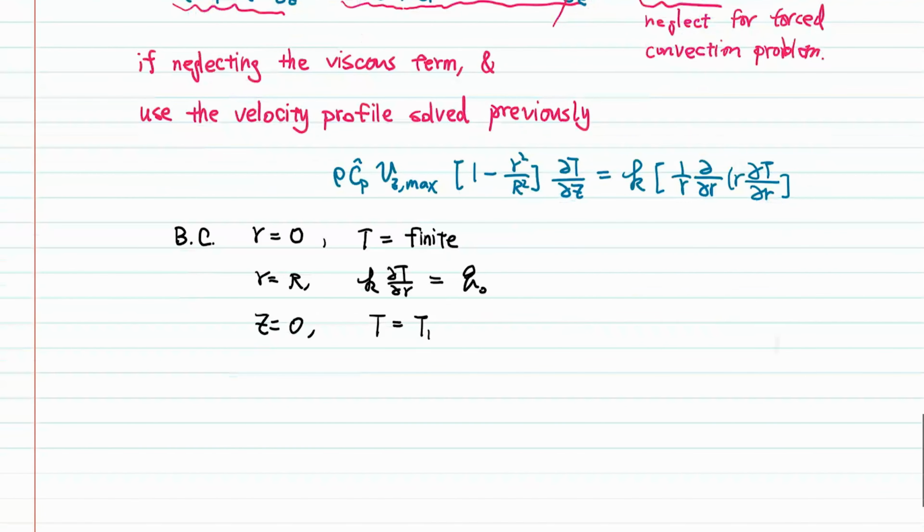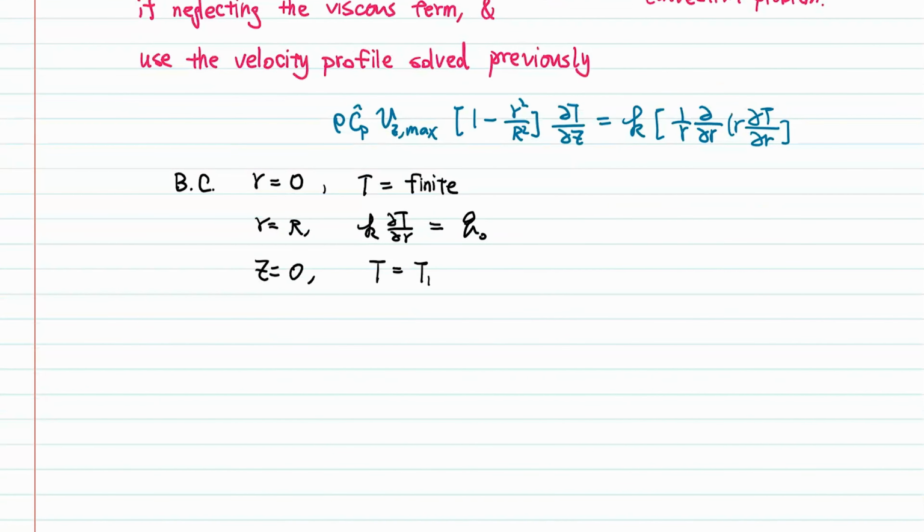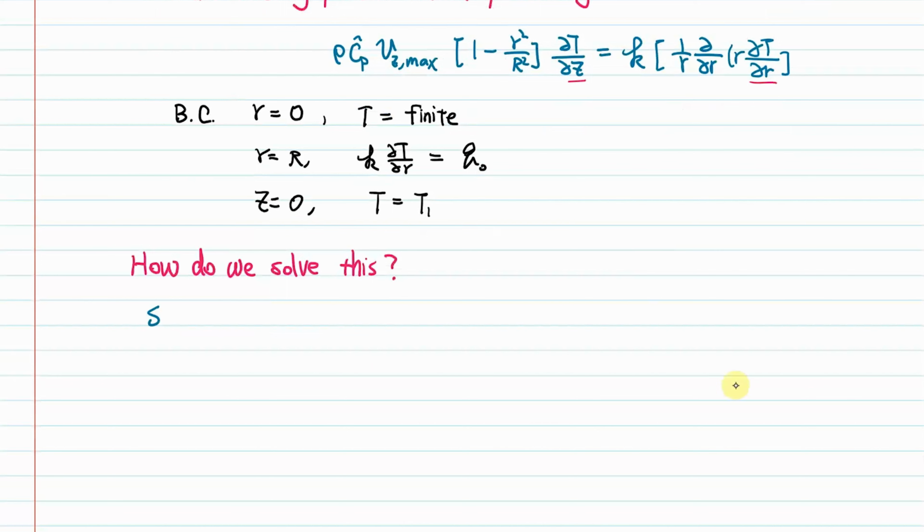Okay, so coming back to solving our final equation, you can see that this is a partial differential equation having two variables, Z and R. Okay, so how do we solve this? The question is, how do we solve this? And the answer is, the strategy would be trying to put the problem statement into dimensionless form.